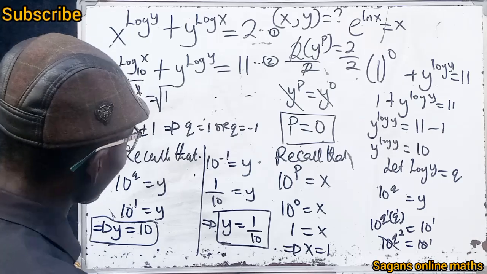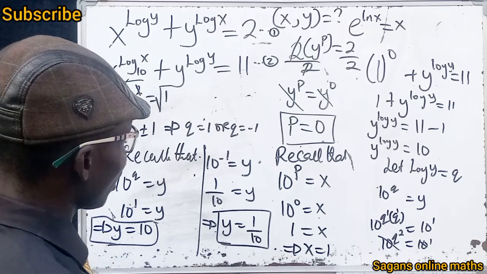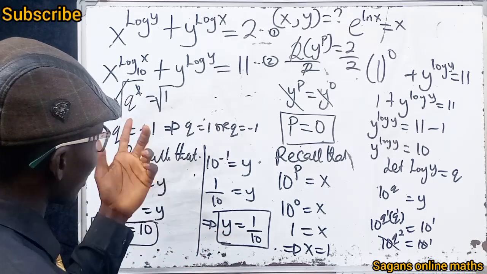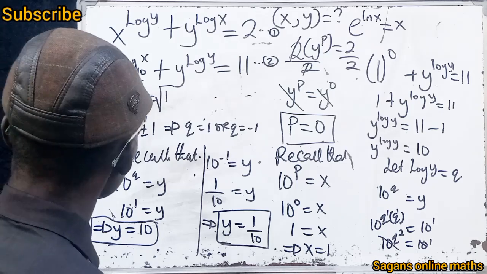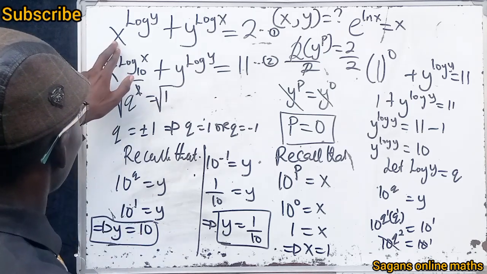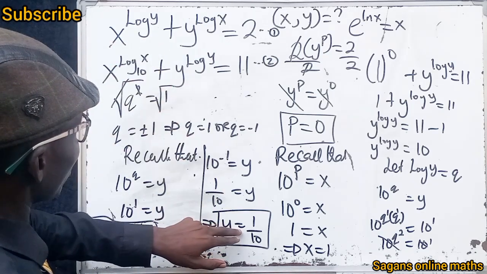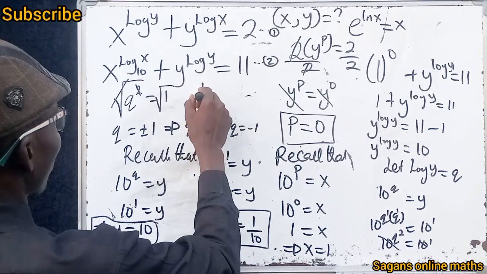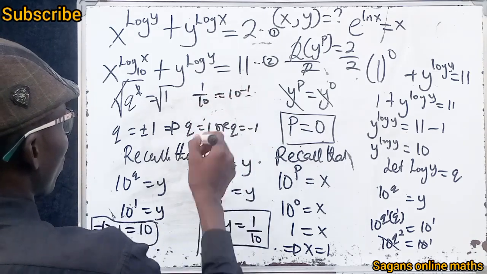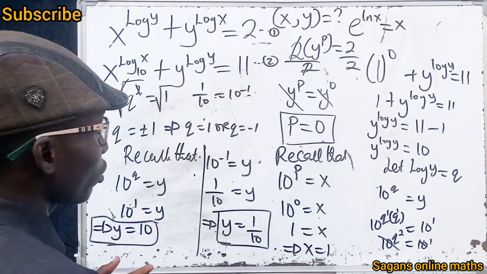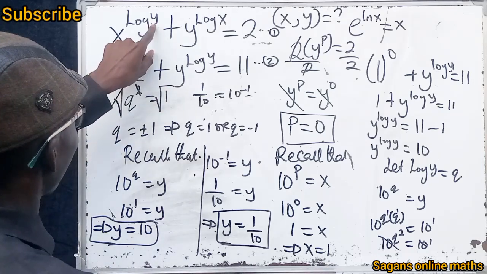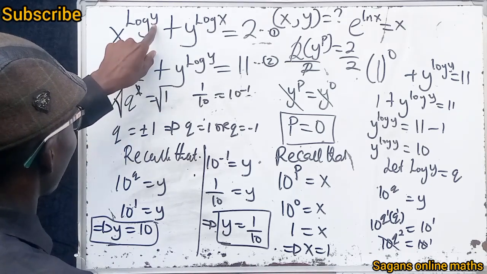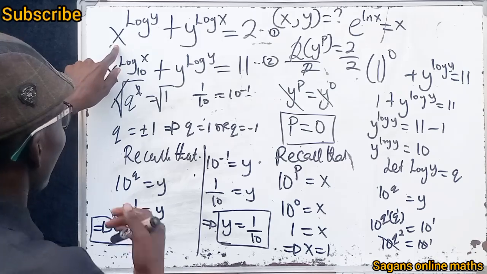We are correct. What if y equals 1 over 10? Let's see when x equals 1. Now here is 1. If I take this y, remember that 1 over 10 is equal to 10 raised to the power minus 1. Don't forget, very important, the law of indices. Now here is 1 over 10 and here is 1. Now look at what I'm going to do.